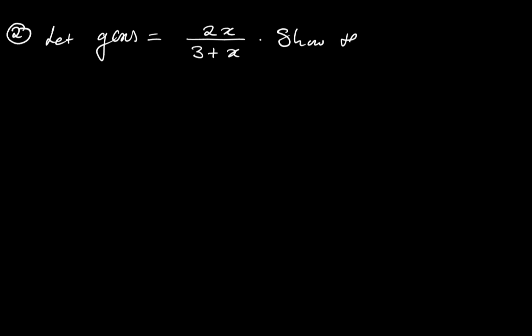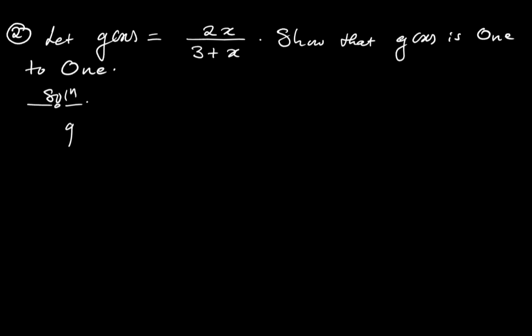Now I'll show you another example so that you can be satisfied. Let g of x be equal to, let's say, 2x over 3 plus x. Show that g of x is one-to-one. At times, they'll just ask you, is this function one-to-one? And that is why you actually have to do up a proof.